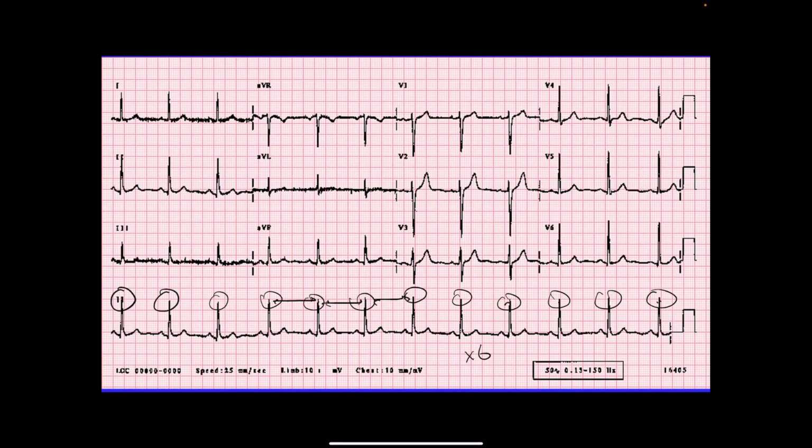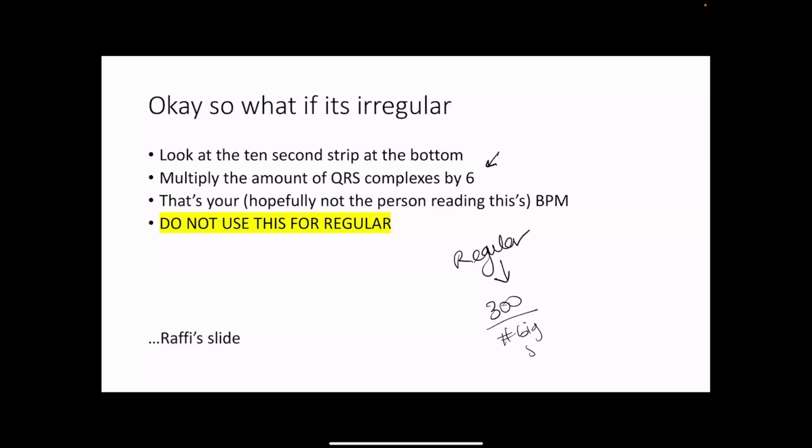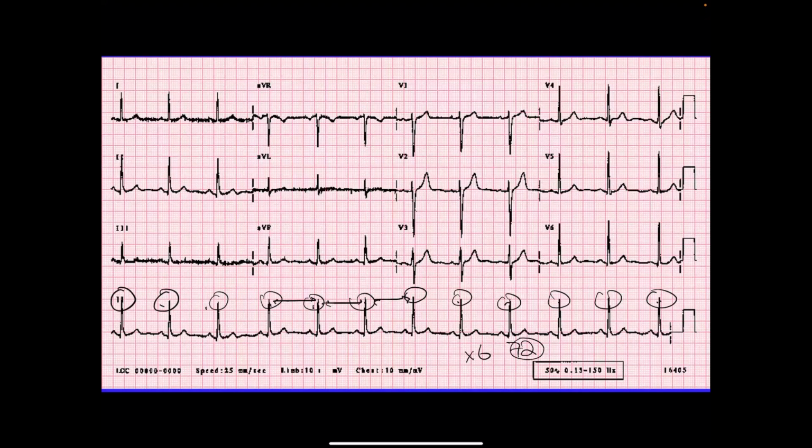Don't use this formula if it's a regular rhythm. I was just demonstrating how to use it. So if it's a regular rhythm, you do 300 divided by the number of big squares. And if it's irregular, you do the number of QRS complexes times 6. And you always use the bottom strip to calculate rate and rhythm. So is everyone comfortable with finding the rate and the rhythm?